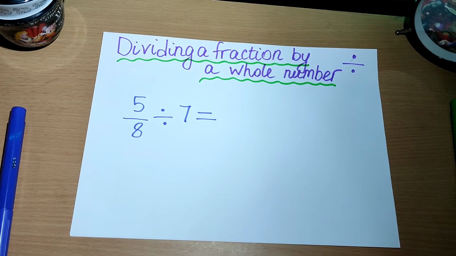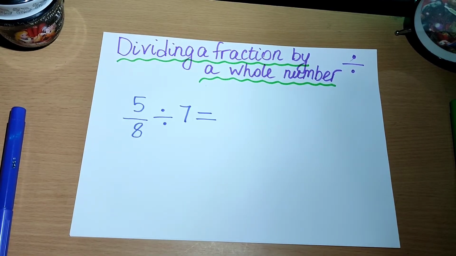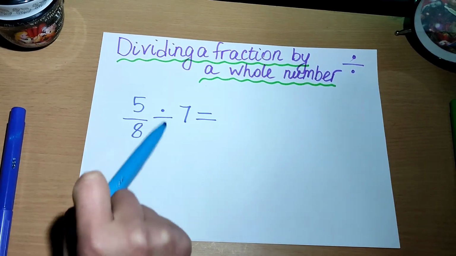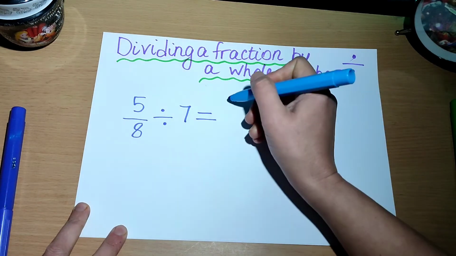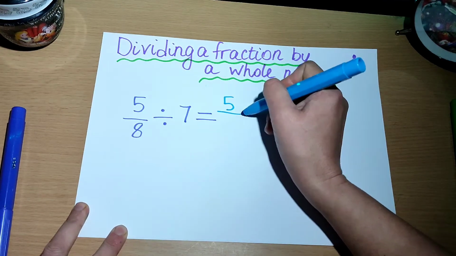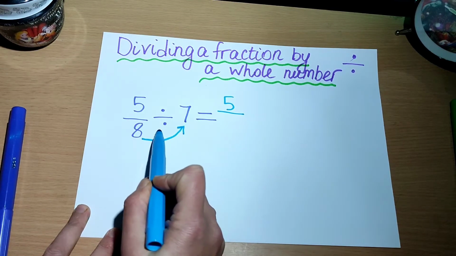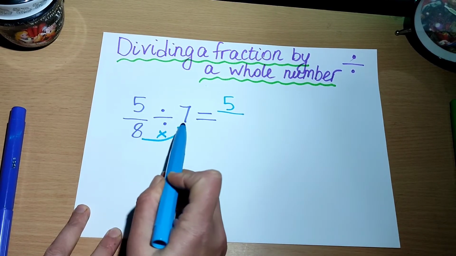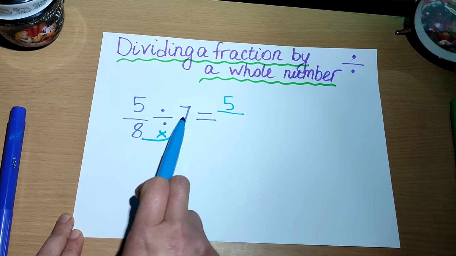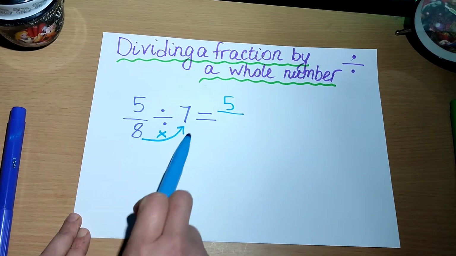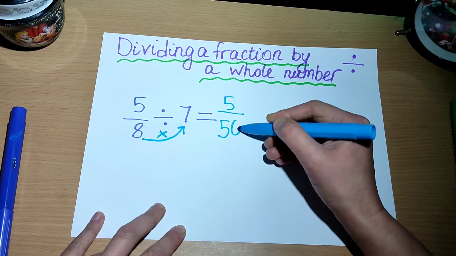This time we're dividing a fraction by a whole number. What we need to do to divide a fraction by a whole number is this: our numerator will stay the same, and all we're doing is multiplying our denominator by the whole number. So fraction divided by the whole number is times the bottom. So 8 times 7 is 56.